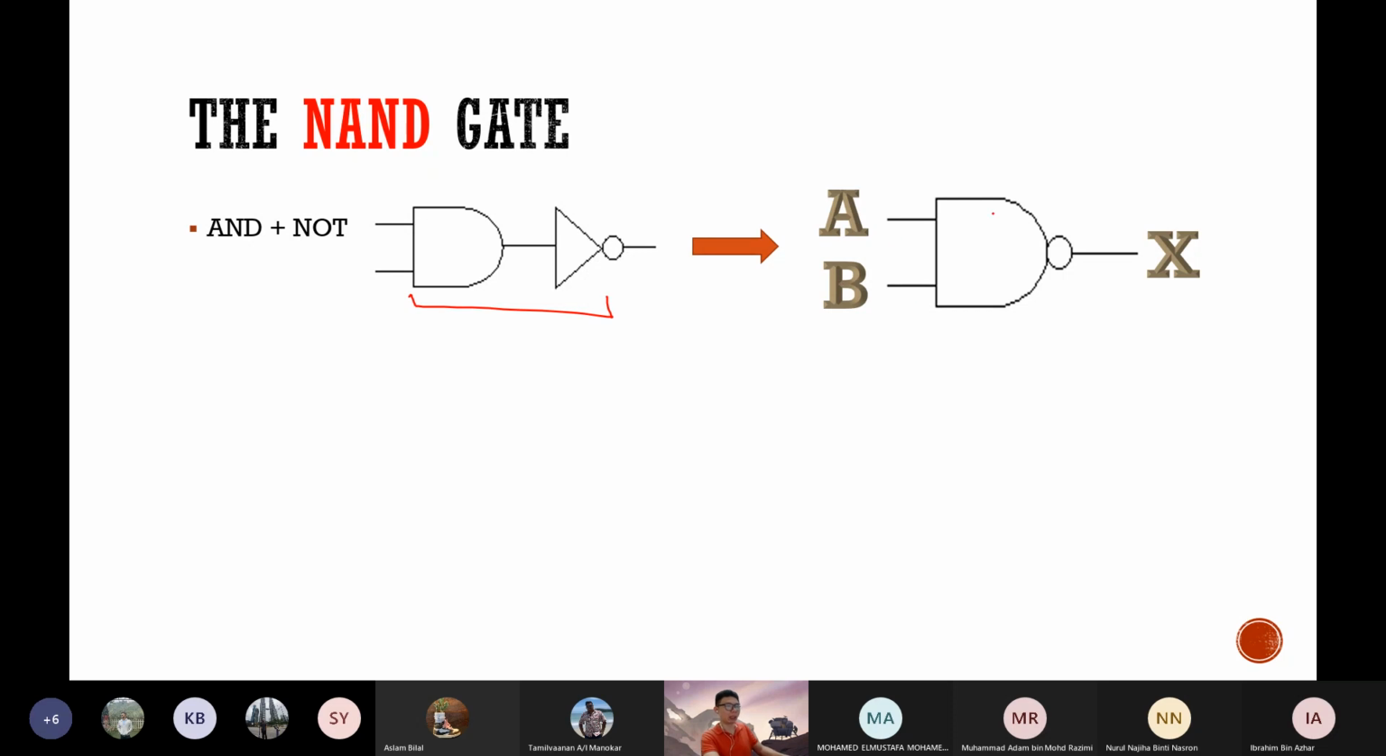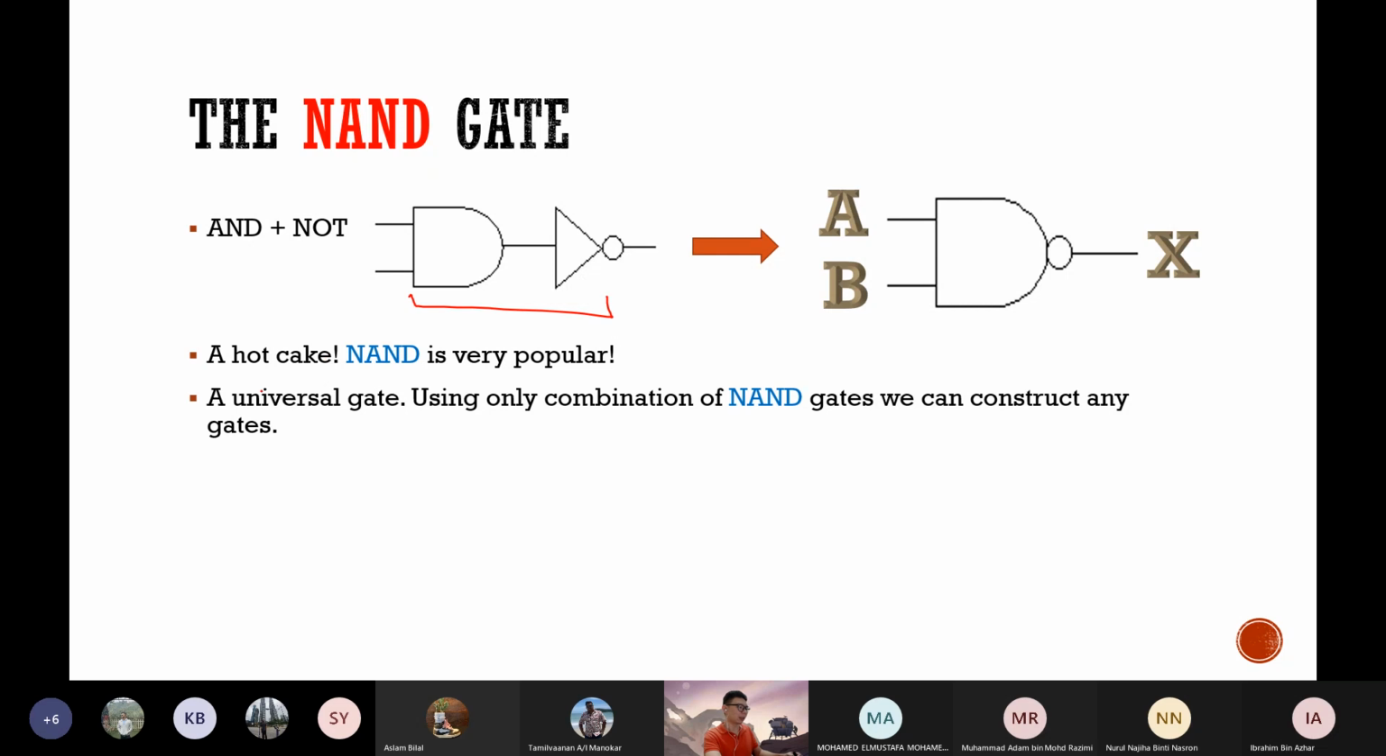You can see that there are similarities here. There's the AND gate structure, and the NOT gate is only represented with a bubble. Usually in digital logic design, a bubble like this means a NOT gate. That's how we simplify a NOT gate in any schematic diagram. This NAND gate is a hotcake because it is very popular, even in the computers that we use today. There's a reason for this popularity: it is known as a universal gate.